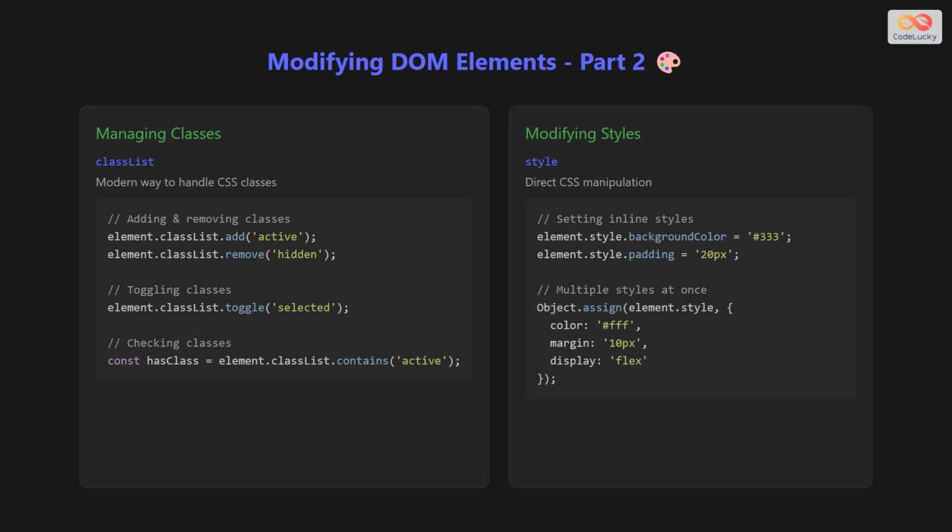Additionally, you can modify styles directly through the style property. This enables direct CSS manipulation. For example, you can set inline styles such as background color and padding. Additionally, you can assign multiple styles using Object.assign to set properties like color, margin, and display all at once.